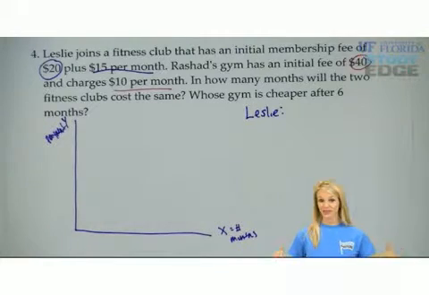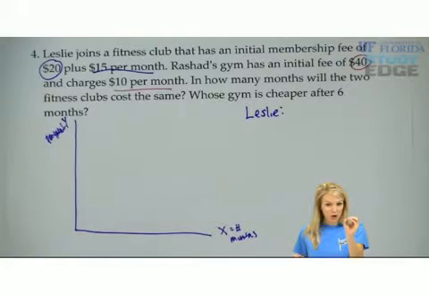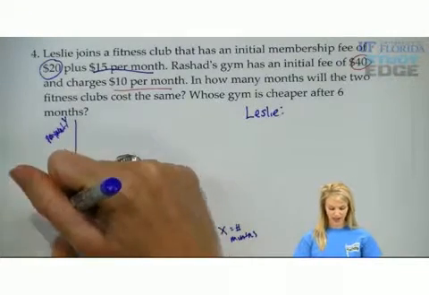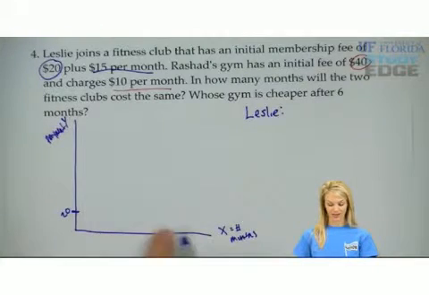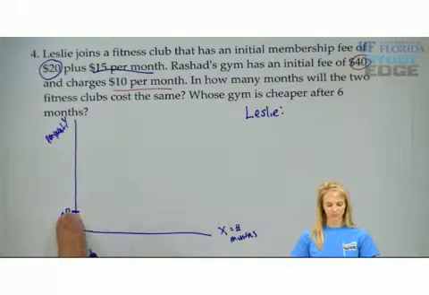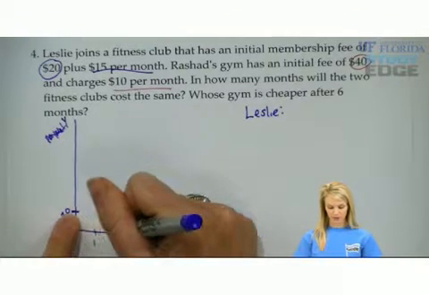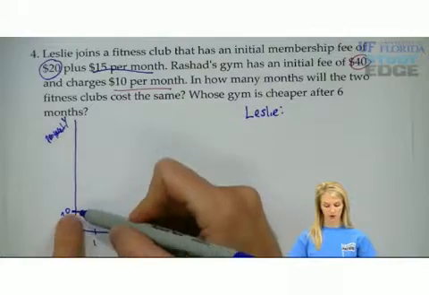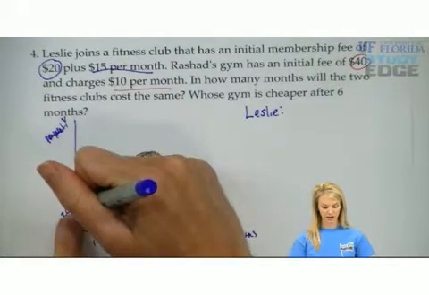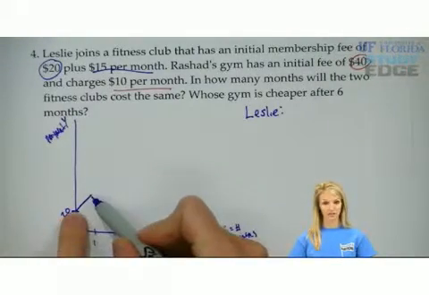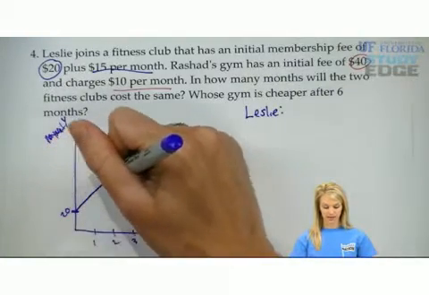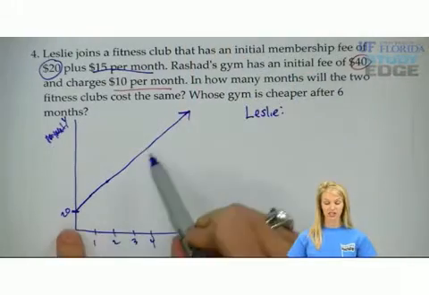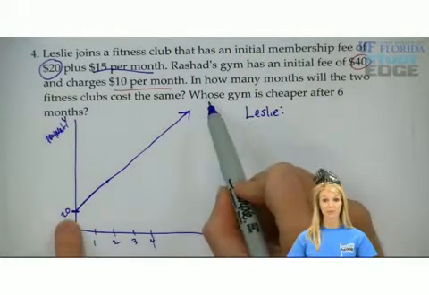No matter what, even though she's been a member for 0 months, right when she signs up, she's got to pay that $20. So at 0 months, she's paying $20. Now as we move more months, how much has she paid? Well, for her first month, she needs to pay another $15, so her cost increases by $15. Second month, another $15. Third month, another $15. The total amount of money that she's paid keeps going up, $15 per month.